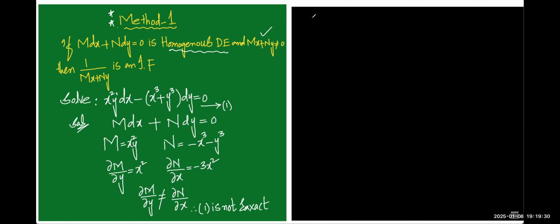And now we have to check the Mx plus Ny value. It should not be 0. Mx plus Ny value is equal to, M is this one, we have to multiply this with x. x into x square y. This is the Mx plus Ny value. What is Ny? N is minus x cube minus y cube, which should be multiplied with y.